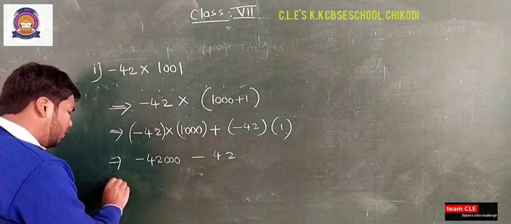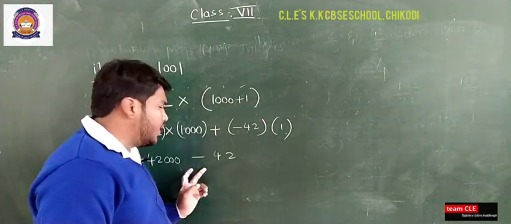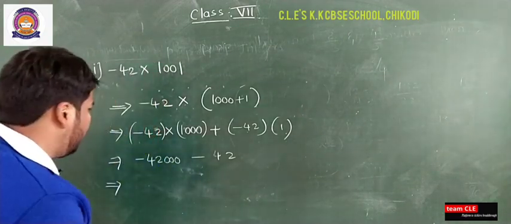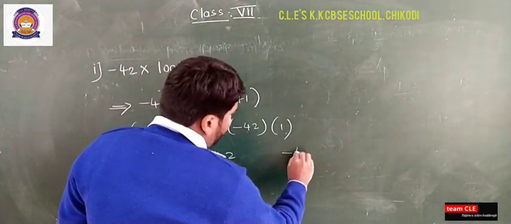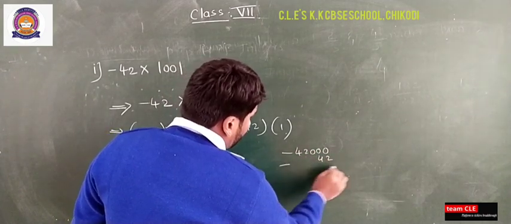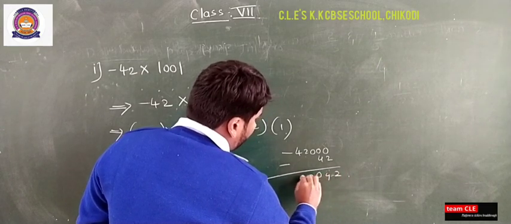Now see, in case 3, whenever you are adding two negative integers, you just have to add and keep the minus sign as it is. So see here, whenever you add minus 42,000 and minus 42, you will get this as minus 42,042.